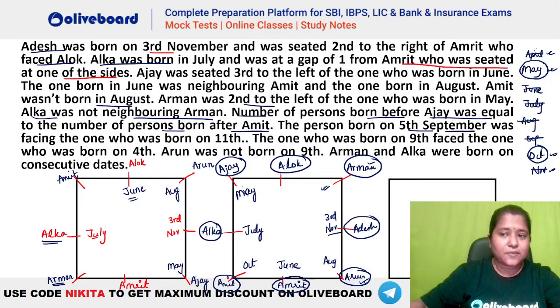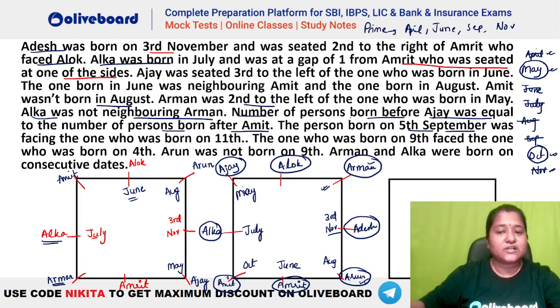So you can see prime can be there in April. Okay, if we talk about prime, it should be April, it can be June, it can be September, or it can be November, and the rest of them should be composite in here. So it is given the one born on 5th September was facing the 11th person. Now 11th has to be either April, June, September or November. November is already 3rd November, so this is not a possibility. That means either we have 11th April, and that person should be opposite to 5th September. So 11th April. April, have we utilized? No, we have not utilized.